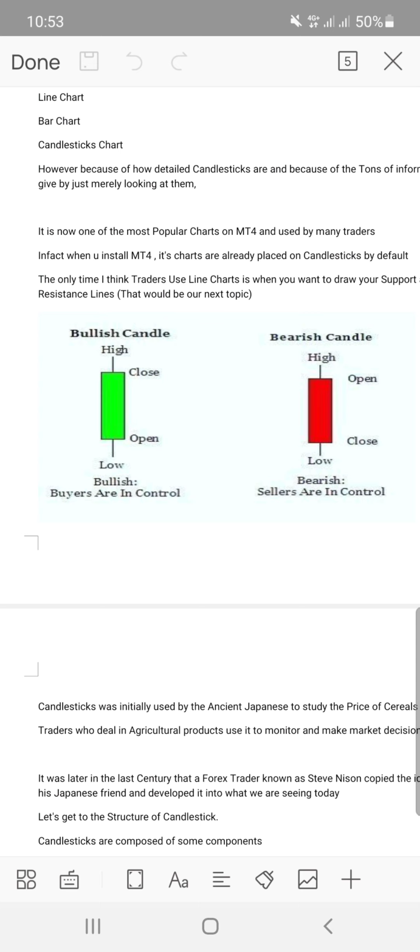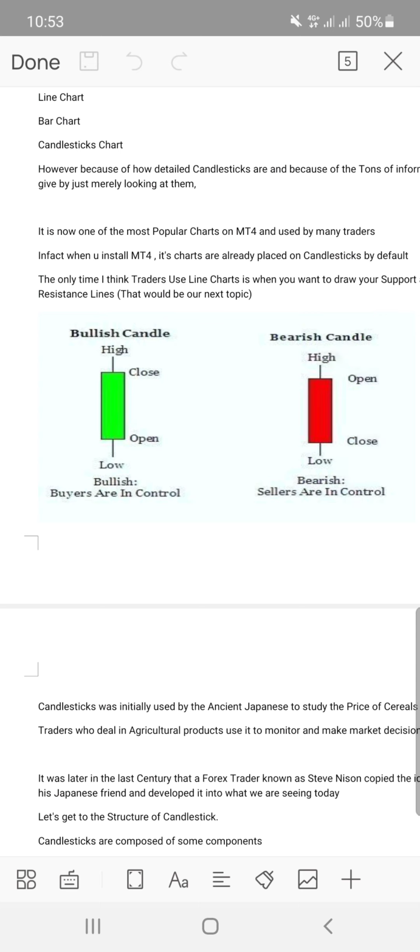The open is around this region, the close is around this region. Then we have the candle body. The candle body is this full size, this green we are seeing. Then for the bearish candle, the low is usually down, the high is up, the close is down, open is up. Now let me explain why it's like this.